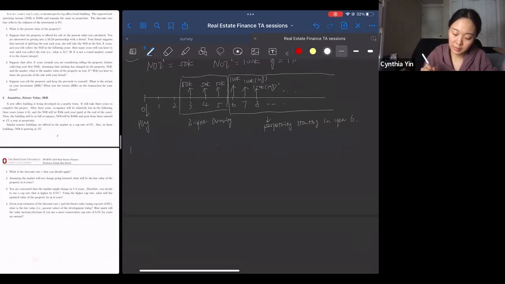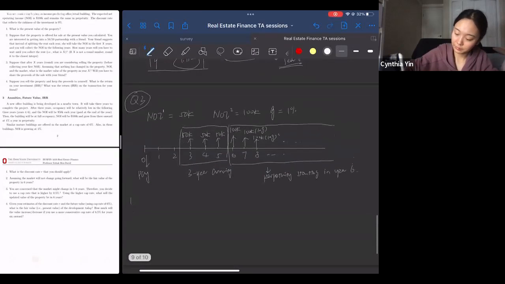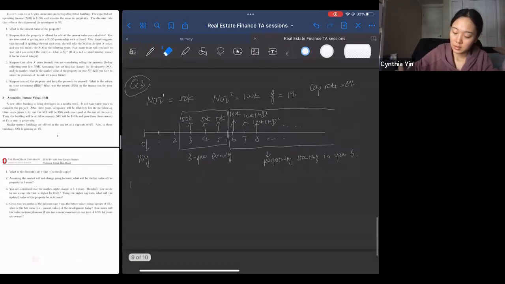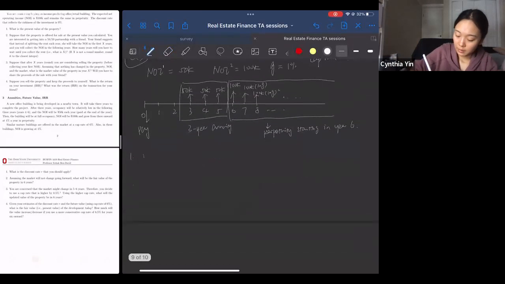What is the discount rate you should apply? Oh, sorry, I left out one sentence. It says, similar mature buildings are offered in the market at a cap rate of 6%. Similar building means it's the market, it's the fair discount rate. And this building's NOI is growing at 1%, which is the same as before. So the fair discount rate will be cap rate plus growth rate, equals 6% plus 1%, equals 7%. It's very easy.